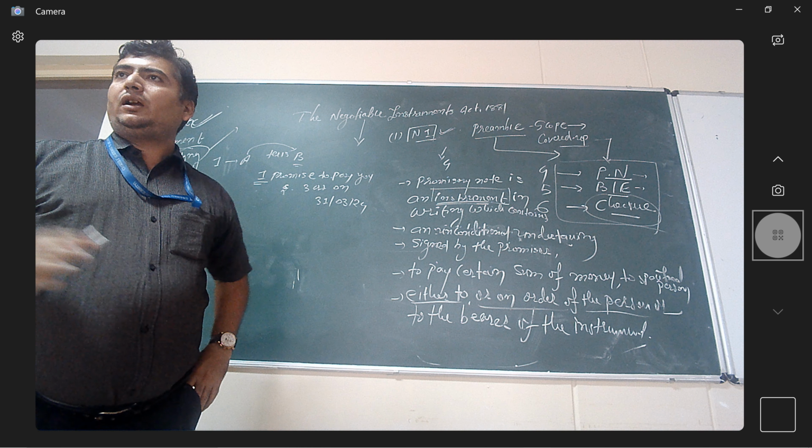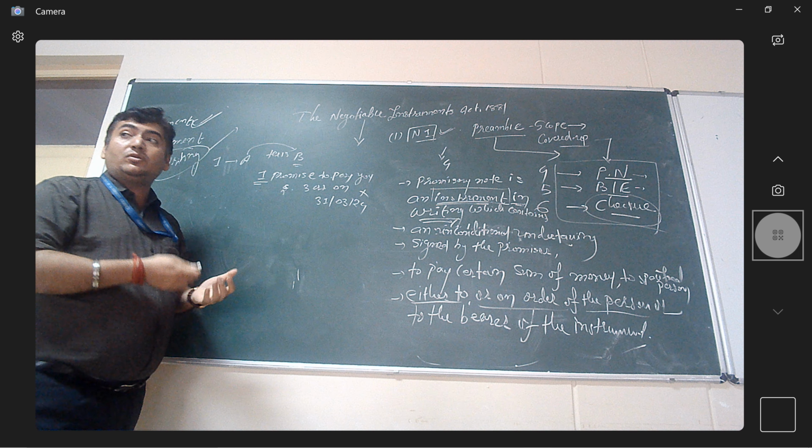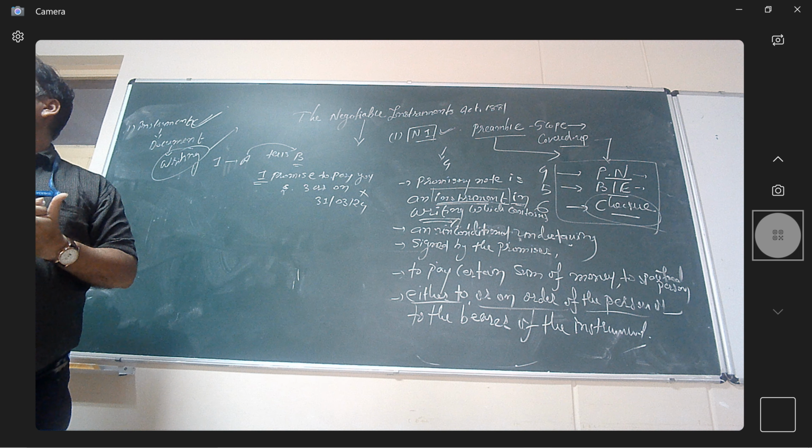What did they write? So that's why, guys, if A tells me that I promise to pay you rupees 3 crores on so and so date, this is not a valid promissory note. It may be a valid promise, but not a valid promissory note. The only reason is, guys, it is not in writing. Yes or no?